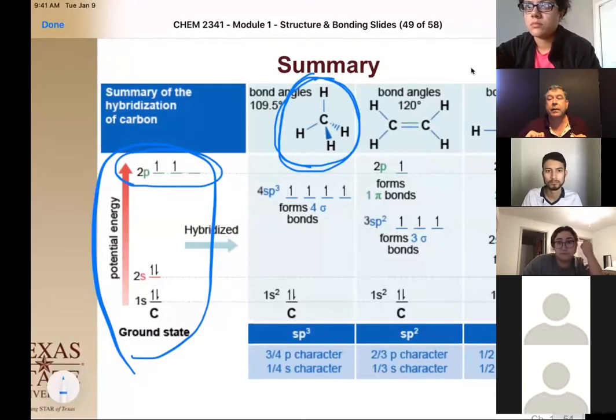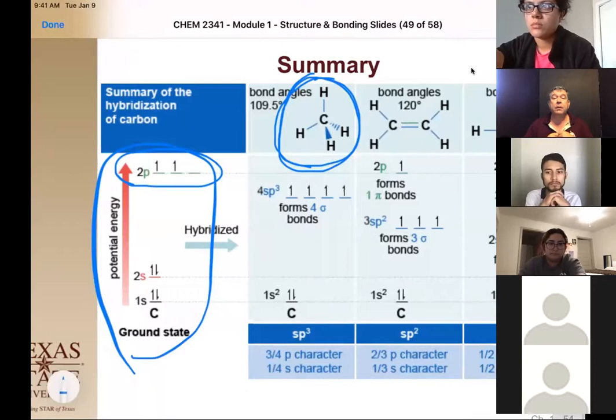There's a question in the group chat here: does this only happen with s and p, or do we need to know? It actually does happen in other orbitals. However, we would have to go into organometallics and inorganic chemistry to look at those hybridizations. So for our organic chemistry, all we need to know is sp, sp2, and sp3 hybridization. And we need to know the shapes of those molecules based on whether we have sp, sp2, or sp3 hybridization as well.